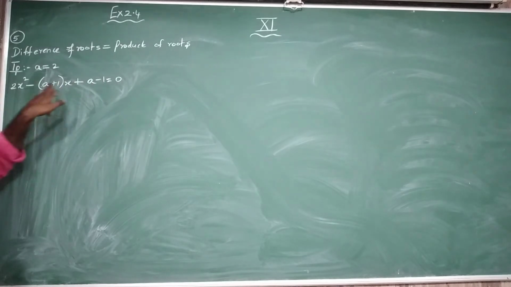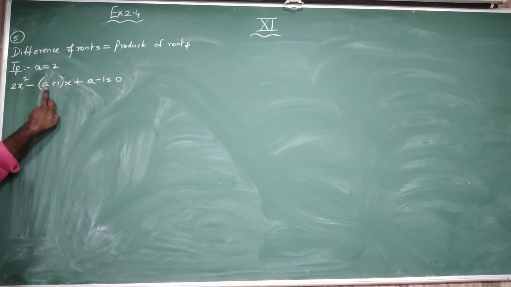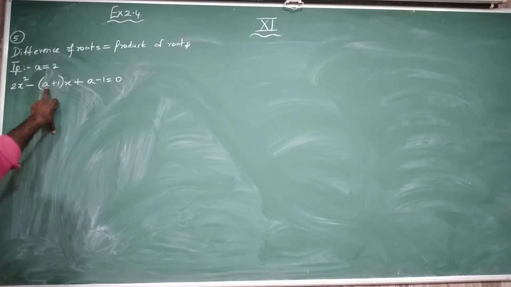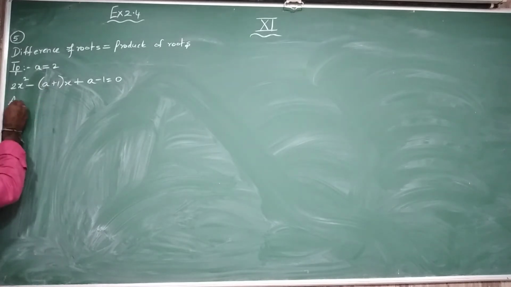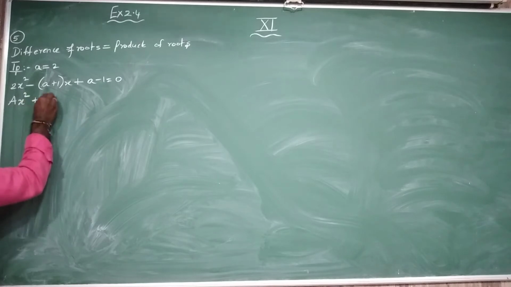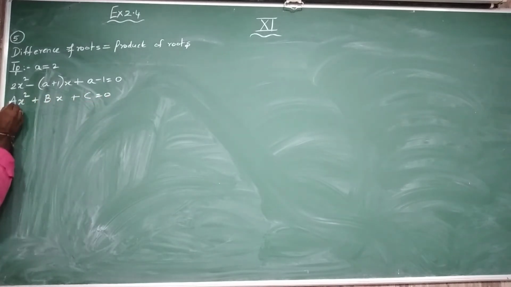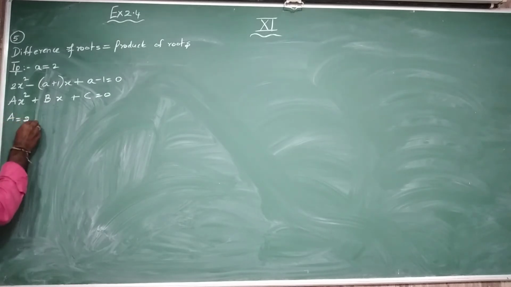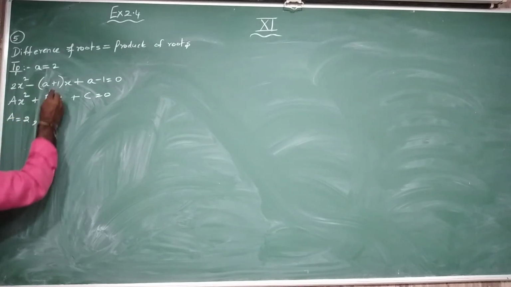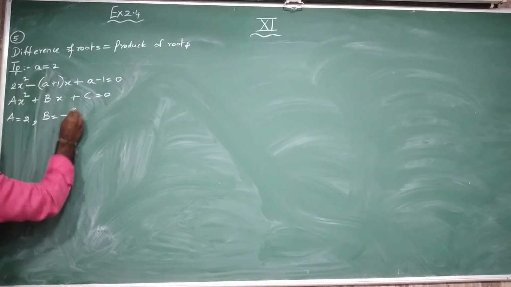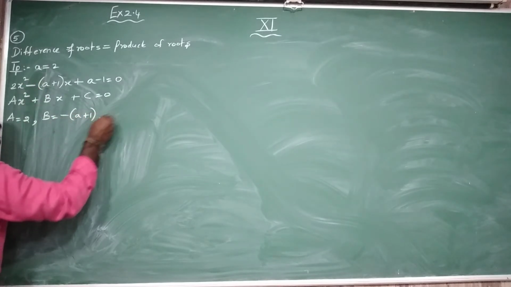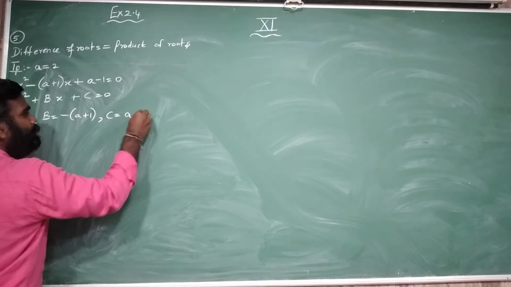In this given equation I can take small a. So the general form of a quadratic equation, I can't write with small ax² + small bx + small c = 0. I need to write capitals only. So the general form is capital Ax² + capital Bx + capital C = 0. What is capital A? Capital A is equal to 2. Capital B is equal to −(a + 1). And capital C is equal to a − 1.